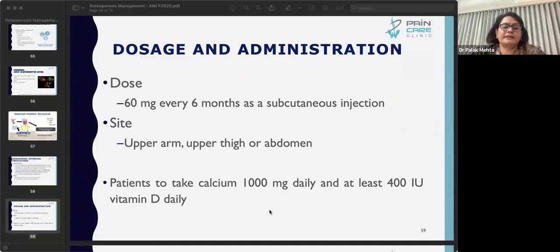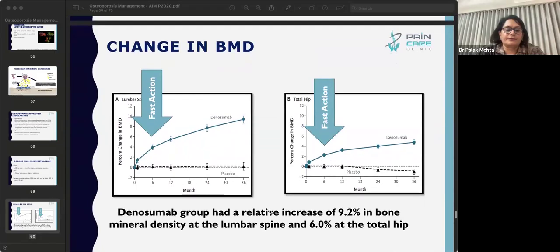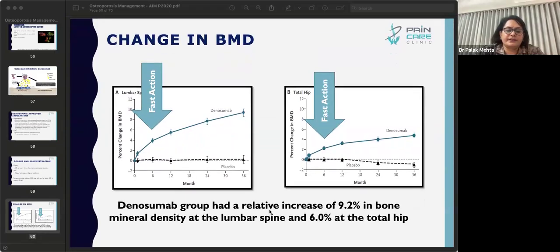Compared to teriparatide, it is cheaper. The advantage compared to teriparatide is that teriparatide needs to be taken daily, continuously for 6 months, while this needs to be taken once in 6 months. Again, it is subcutaneous, so upper thigh, around the umbilicus or upper arm. Also, the patient needs to take calcium, that is 1000 milligram daily, and at least 500 to 1000 international unit vitamin D daily. Next slide.